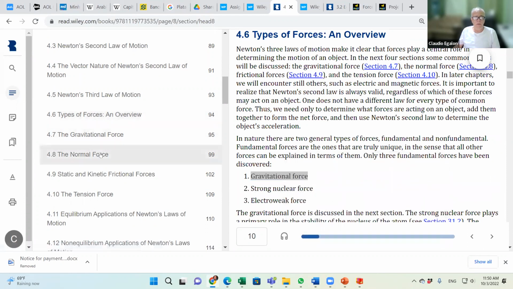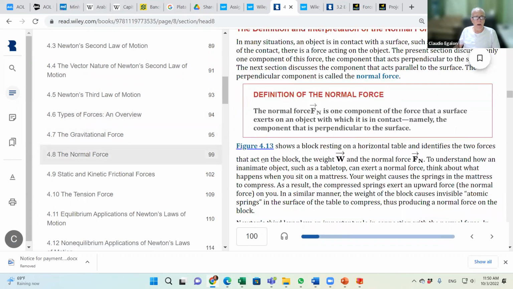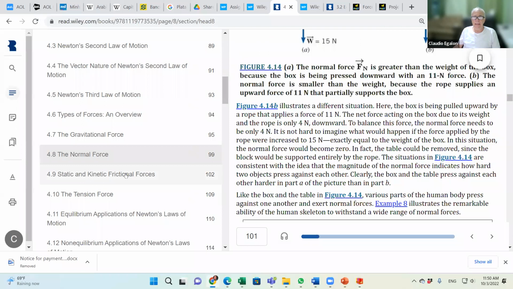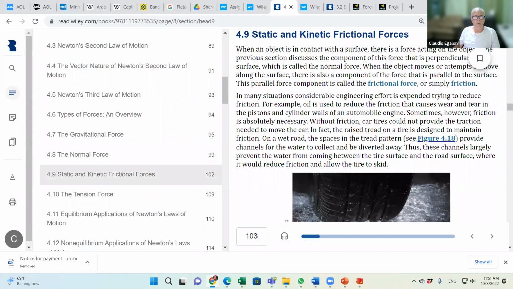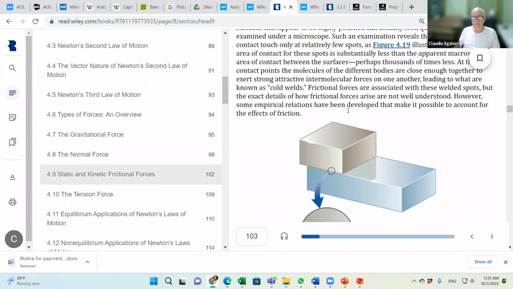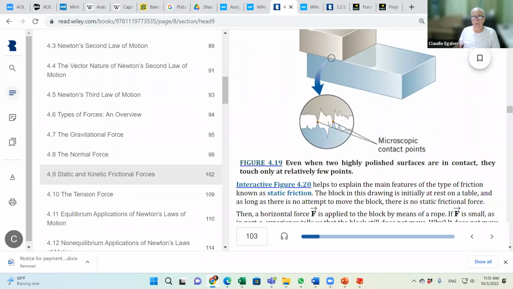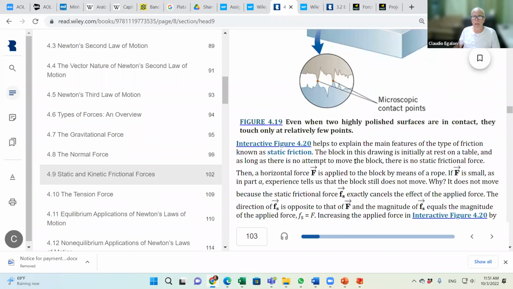Here you go, the normal force that I mentioned to you. The static and kinetic frictional forces. How do they come about? Well, there are some irregularities. You have one interface in contact with another interface. You have some irregularities, microscopic contact points that interfere with the motion of the object.